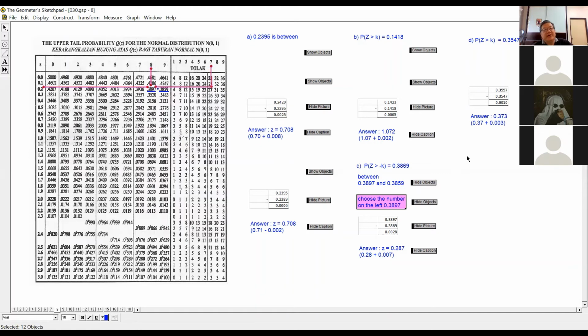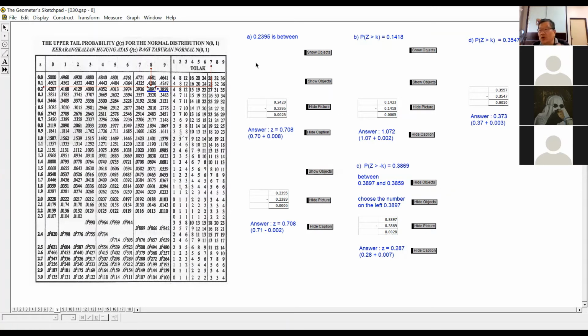So how to read the table? You know already why I must choose this 3897, the one on the left-hand side. Easier, right? So we choose 3897. The difference between 3897 and 3869 is 28. So I look behind and see whether there is 28 or not. No 28. The nearest number is 27. So I choose this 27. The corresponding value to this 27 is 7.